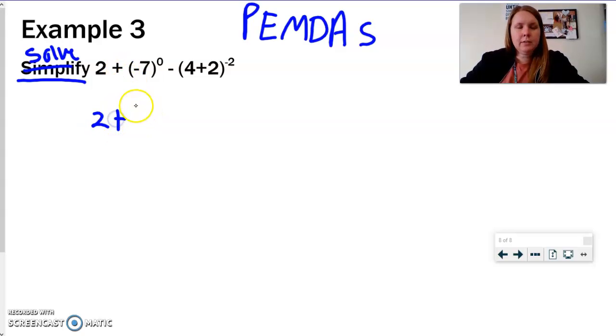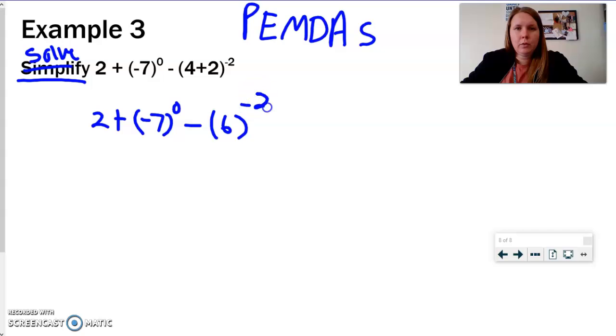The plus is still going to stay. I'm still going to have this negative 7 to 0. And then I'm going to subtract, and now I'm going to add the 4 plus the 2. I'm going to keep it in that parentheses, though. 6 to the negative 2. Awesome. Now we've gotten rid of that parentheses, and there are still parentheses, but there's no operations within those parentheses. So now I can start tackling my exponents.